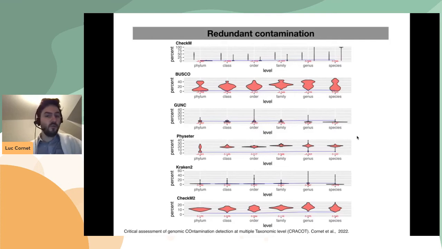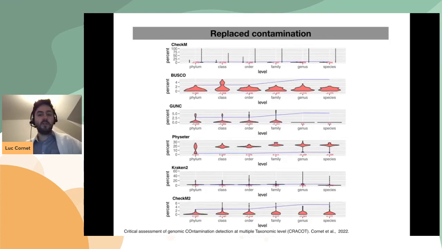When we switch to replace contamination, it's the opposite. Logically, the tools based on duplication of markers, like CheckM and BUSCO, will over-detect the contamination. But it's also the case for GUNC, though not for Physeter, which is still in over-detection. And again, the only tool that fits well to the simulation is CRACOT, with the exception of the species level. We can also note here that at the genus and species level, GUNC cannot detect contamination.